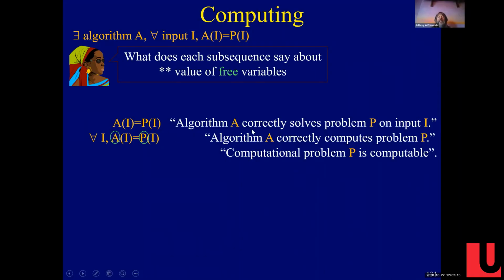And what are we saying? We're saying algorithm A correctly computes P. You know, we didn't even mention the input, right? It's just implied that if algorithm A computes P, it does so for all inputs, right? Everybody follow how we're playing this game?